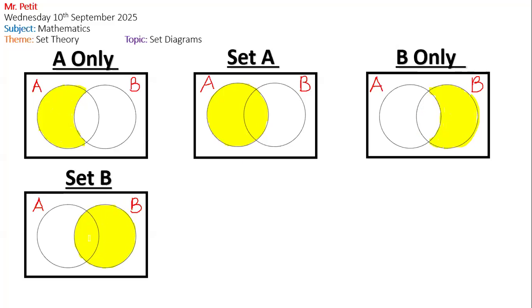All right. So A only is going to be A without the intersection. Elements in A only. Very good. A without the intersection. Set A is going to be all of A with the intersection. Same thing for set B, all of B, include the intersection. And then B only is only this side.